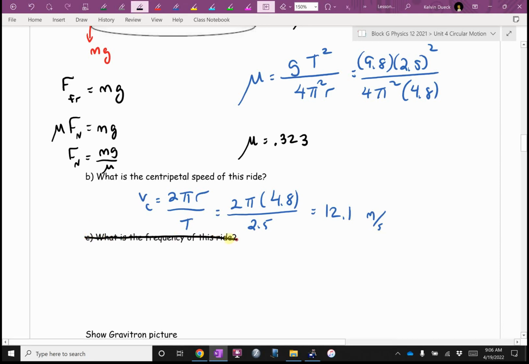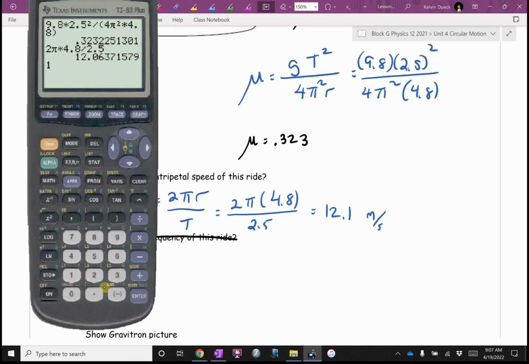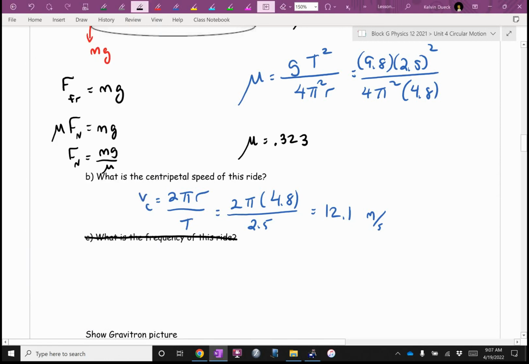I'm skipping that this semester. For what it's worth, frequency is the reciprocal of the period. So the frequency would be 1 divided by 2.5. This ride has a frequency of 0.4 hertz. So period and frequencies are reciprocals of each other. Frequency is measured in hertz, which is cycles per second. Period is measured in seconds per cycle, or just seconds. A little nerd trivia for you there.